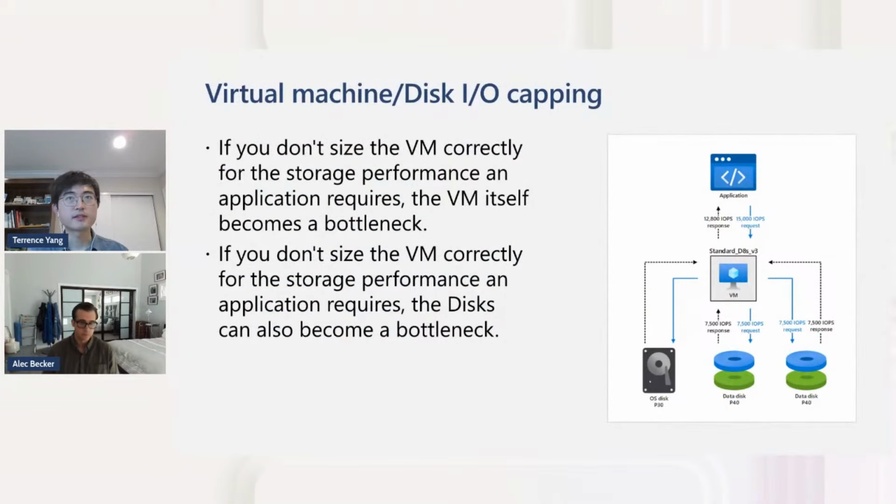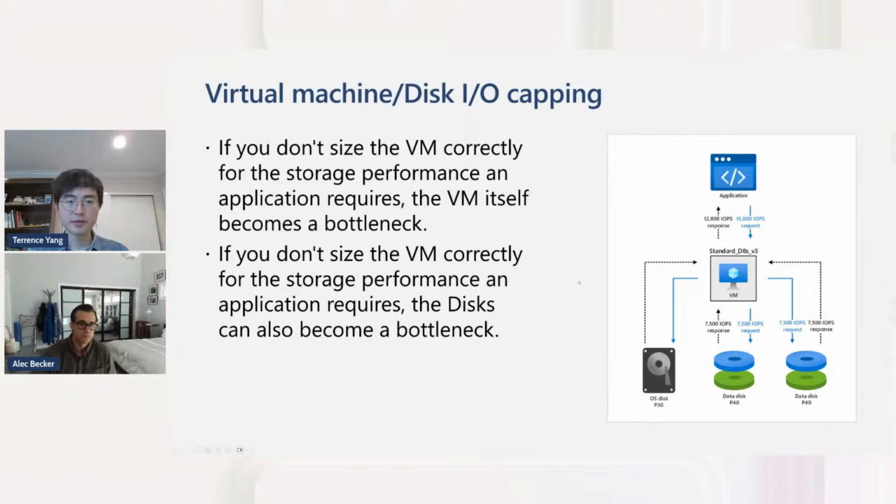Okay, let's talk about one scenario here. You have to pick the right combination of virtual machine together with the disks. In some situations, there might be a virtual machine or disk I/O cap that limits the performance of the application. If you don't have the right size of VM, or the right size of disk, either of them can be the bottleneck limiting the performance of your application.